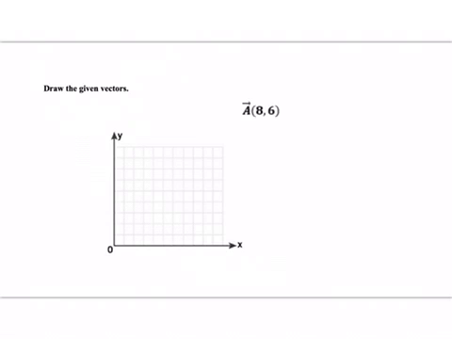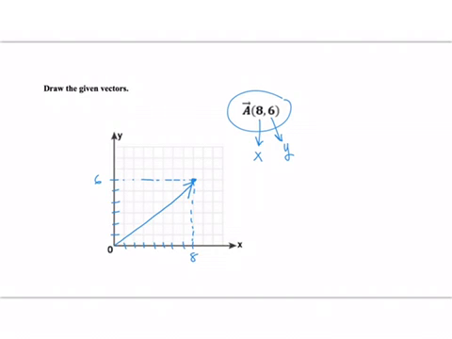Draw the given vectors. We have the vector with the x component 8 and the y component 6. So 1, 2, 3, 4, 5, 6, 7, 8. 1, 2, 3, 4, 5, 6. So I have the head of my vector here and draw the vector like this.